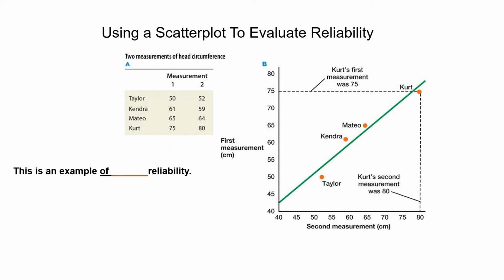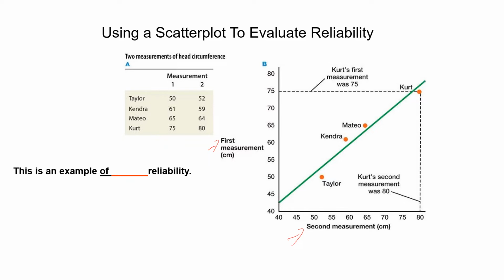So how is reliability typically looked at? How is it measured? How is it analyzed? I've kind of talked about this a little bit with the last slide, but one way to do it is to use a scatter plot to evaluate reliability. So to see if on a first measurement here, how they do, and then on a second measurement.